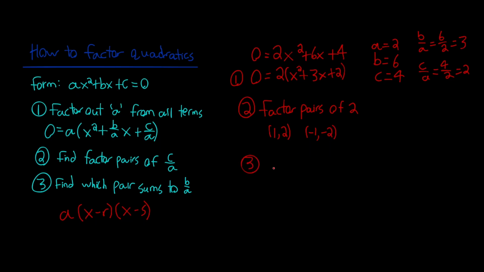So then question 3 becomes, which pair adds to equal b over a, or 3? Now, -1 plus -2 is -3, so that's not the pair that we want. Instead, we're going to want 1 plus 2, which is 3. So what we're going to get as our answer here is 0 is equal to 2 times (x plus 1) times (x plus 2).